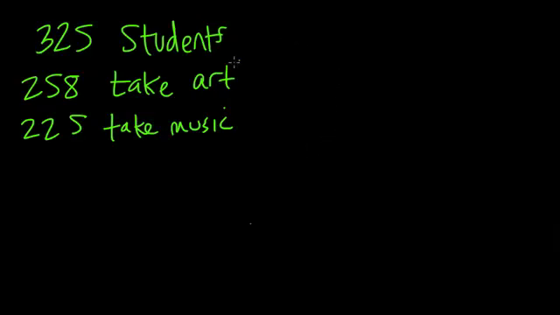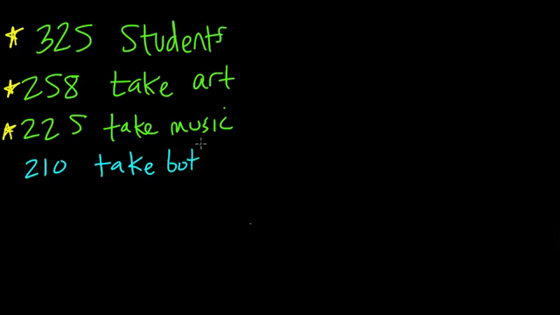Alright, so let's say you're told that out of 325 students, 258 of them take art, and 225 of them take music, and that lastly, 210 take both art and music. So we want to set up a Venn diagram.